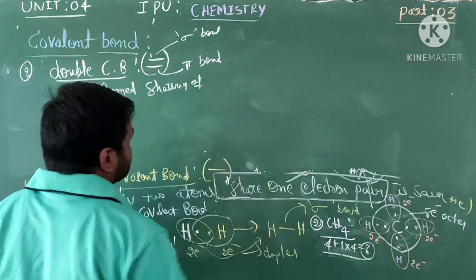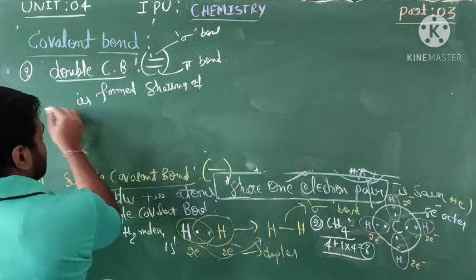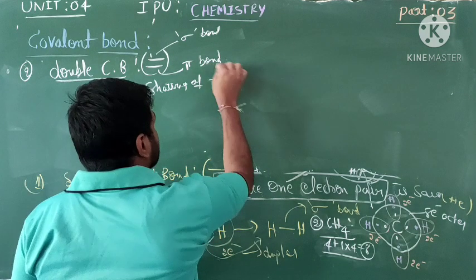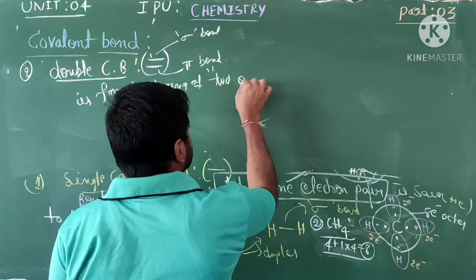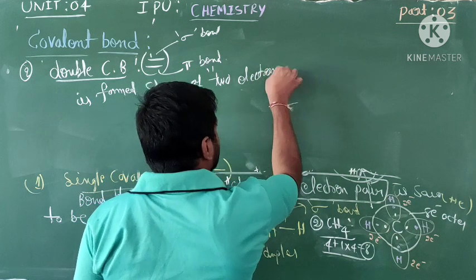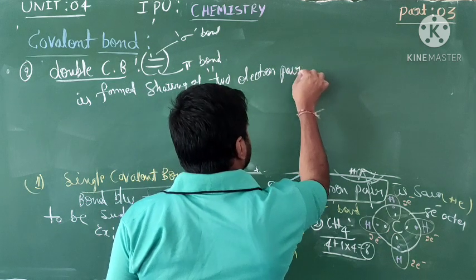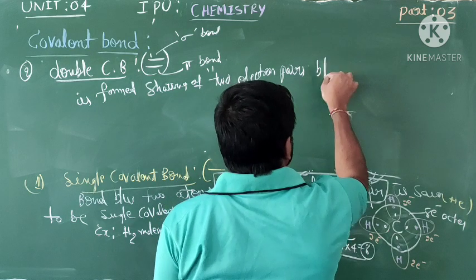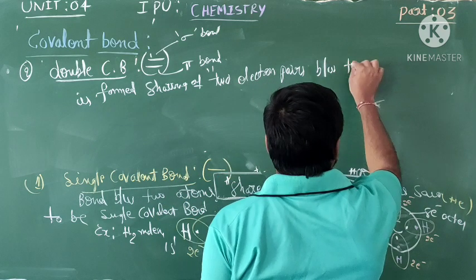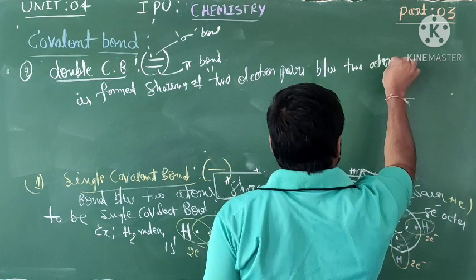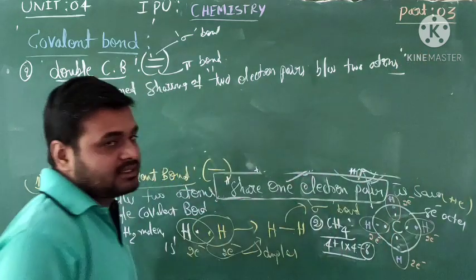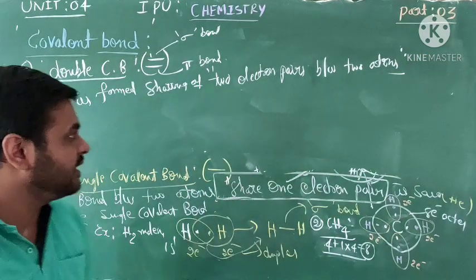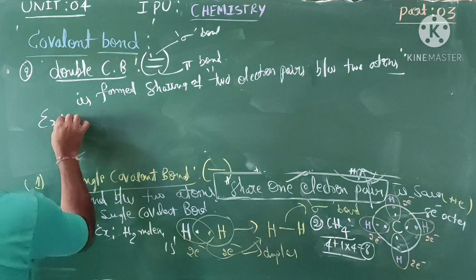So a double bond is formed by sharing of two electron pairs between two atoms. Okay, this is the formula for a double bond. Let me go on to discuss some problems.